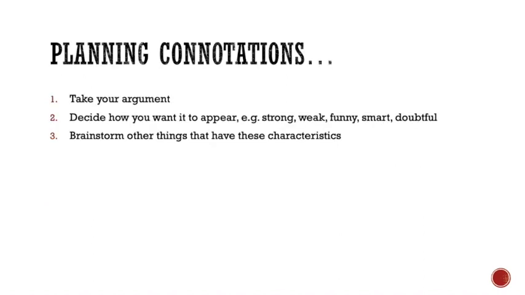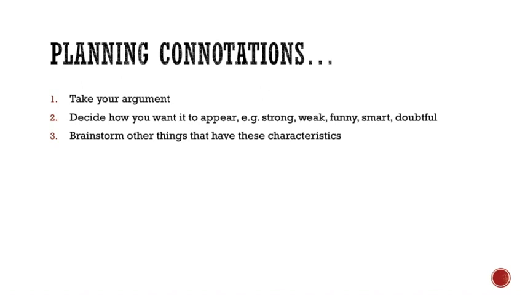Okay, moving on. Planning connotations. It's about to be your turn again. Planning connotations. So how do we do it? Say we want to add some emotion, add some connotations to our work. How do we do it? Firstly, take your argument. Well done. Number 2, decide how you want it to appear. So decide how you want people to view your argument.